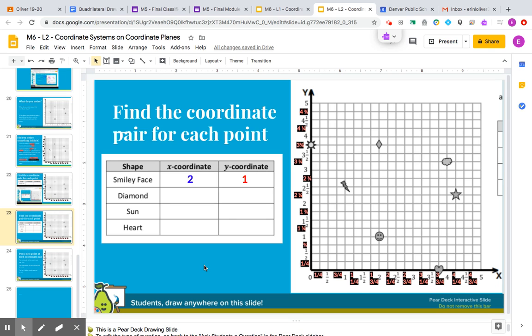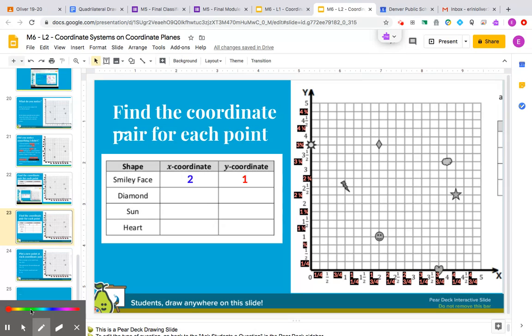It's time to check our answers. So we already looked at our smiley face. We found that it was at 2, 1. Over 2 on the x, up 1 on the y. So now let's find our diamond, our sun, and our heart.